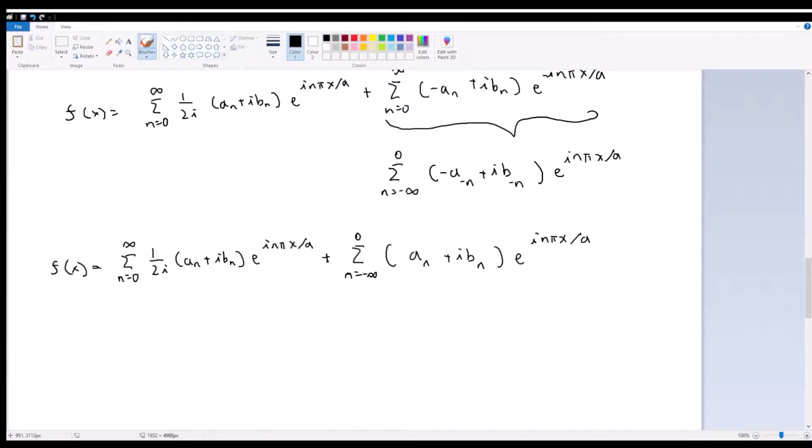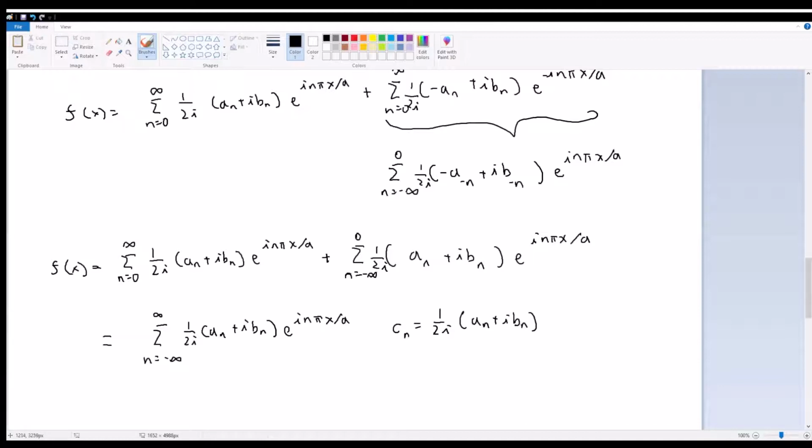And if you look at this now, and also, apologies, I forgot to distribute the 1 over 2i at the start. That also exists. So now, these are basically the exact same summation terms. This runs all of the negative numbers, and this runs all the positive numbers. There's nothing stopping us from combining these summations into a single one from negative infinity to positive infinity of 1 over 2i times an plus ibn times e to the i n pi x over a. And thus we say, okay, Cn is equal to 1 over 2i times an plus ibn. And with that, we're done with part 1.